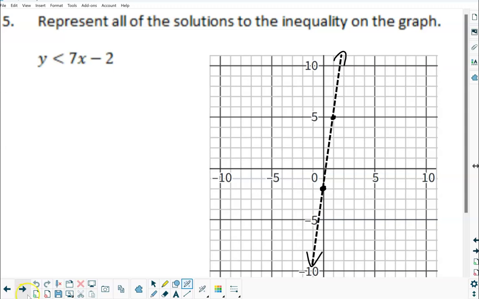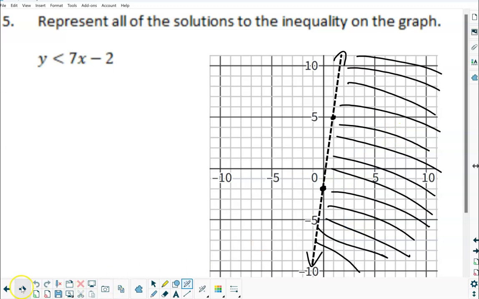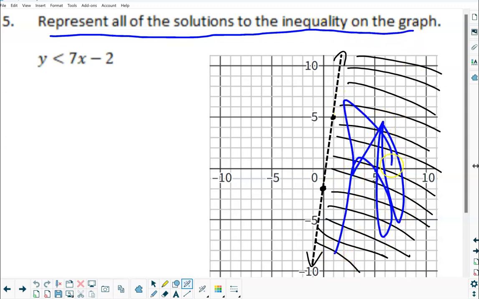Alright, so now that that's done, the only thing we've got to do now is shade. And we'll shade either on top or on the bottom here, okay? But because it's less than, we're going to shade below, underneath. And less than will be right there. And that's it on number 5, representing all the solutions to the inequality on the graph. So that means every combination over here can work in this inequality.